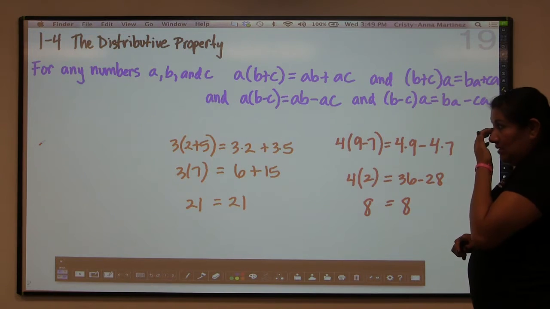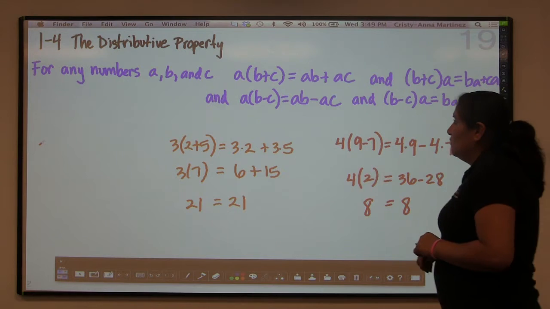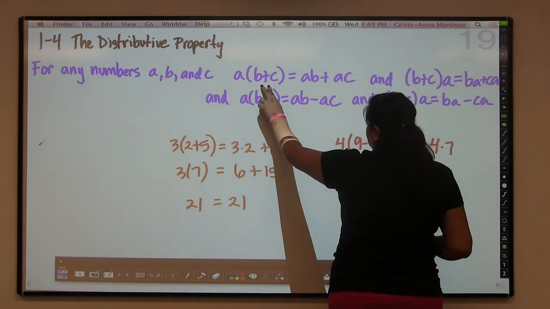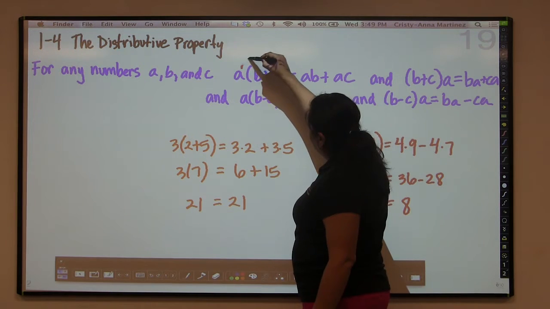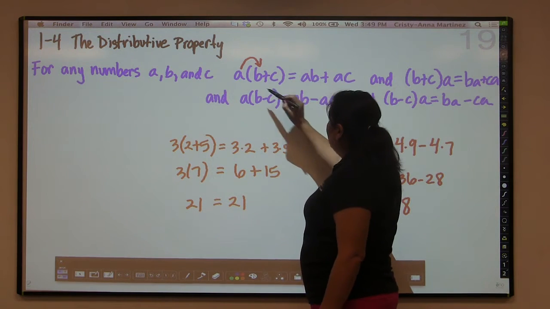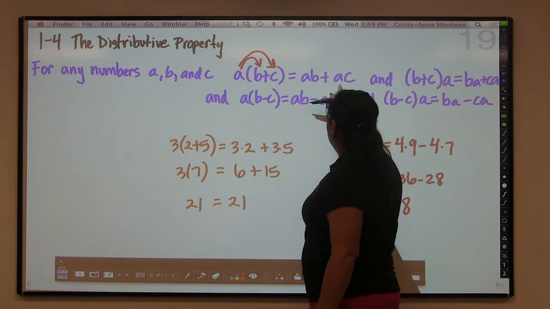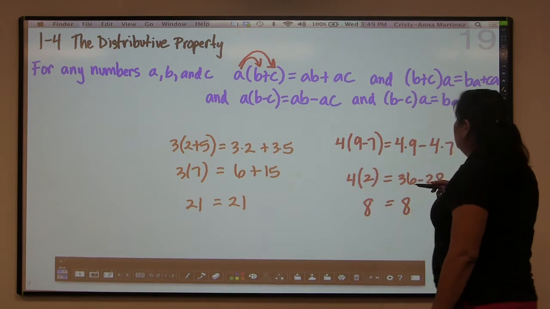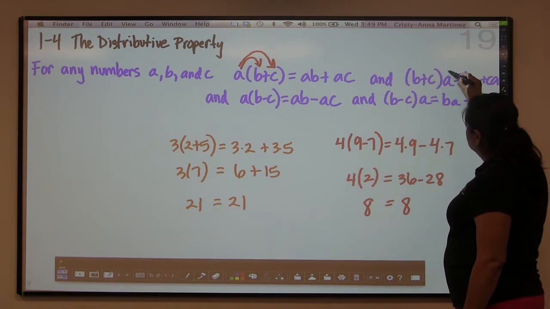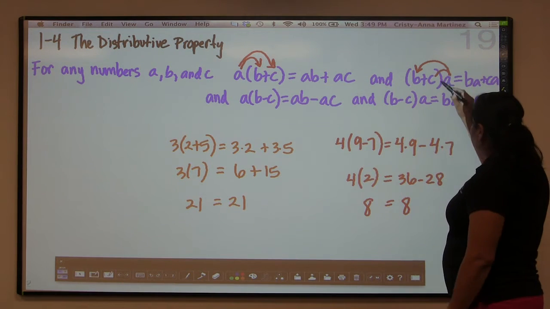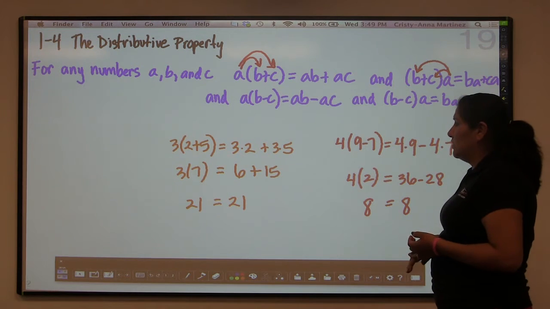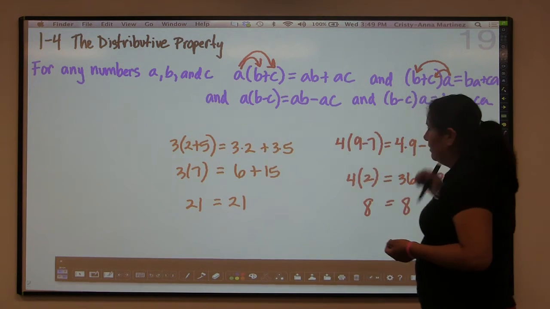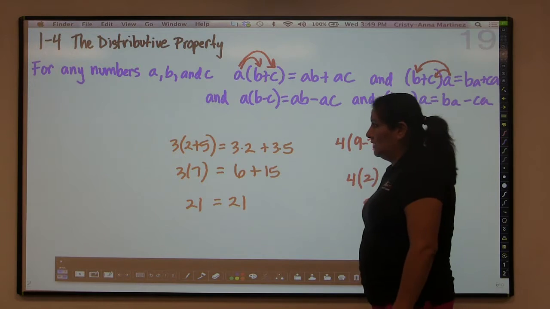For any numbers A, B, and C, it means that if you have A times the quantity B plus C, you have to distribute the A to the B, which is AB, and then the A to the C, which is AC. Also, if you distribute backwards, you would get BA and CA. It works for both addition and subtraction, so that's what the second line here is all about. And then we have some examples of how that works.